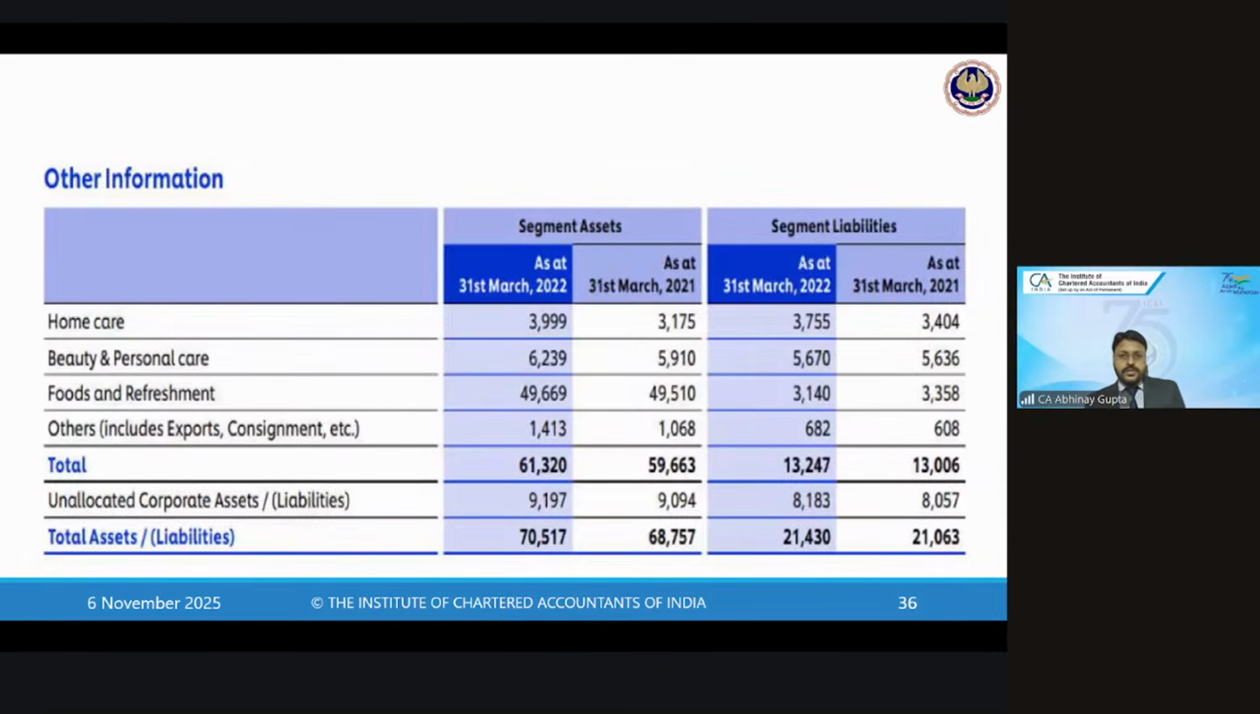Then other information, segment assets and segment liabilities also need to be presented, right? So we will say for each segment how much the segment assets are, and how much the segment liabilities are, right? And then corporate assets, and then the total, which ties with the company's balance sheet, right? So whatever is not allocated to any of the segments will sit either in the others category or in the corporate allocation, in order to reconcile with the balance sheet of the company, right?